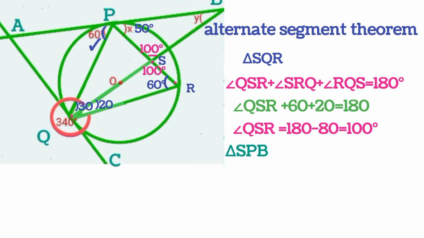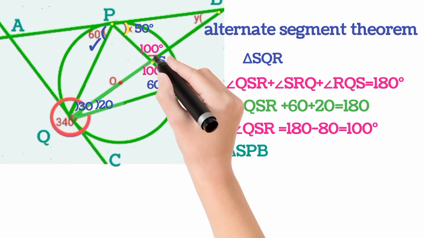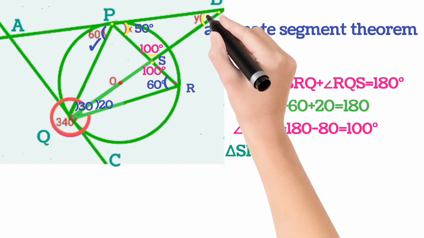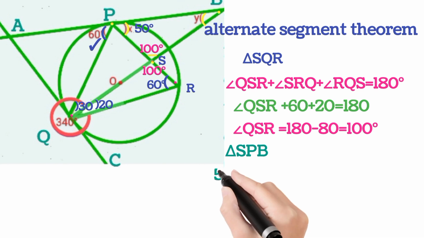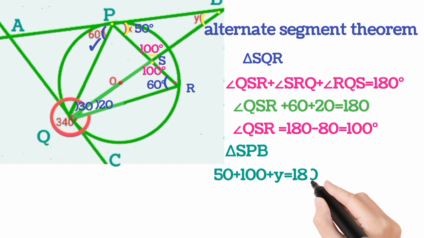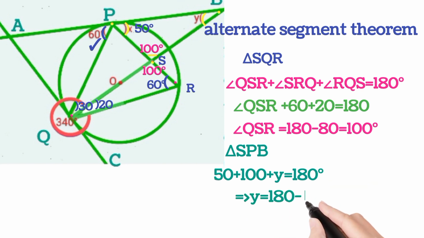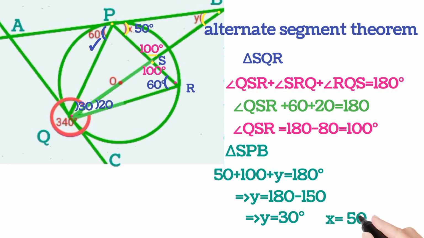So in triangle SPB, this is 50, this is 100 and this is Y. So by the angle sum property again, 50 plus 100 plus Y will be equal to 180 degrees, which gives Y equal to 180 minus 150 degrees, that is Y is equal to 30 degrees, and we have calculated X is equal to 50 degrees. So this is the answer for the question.